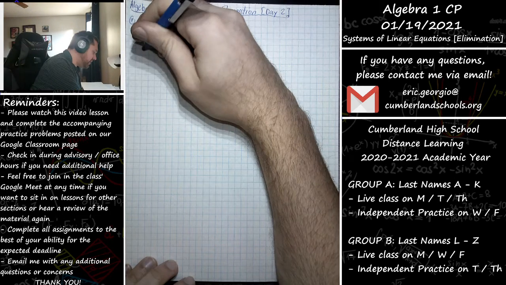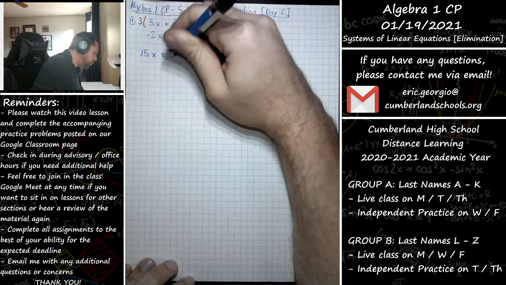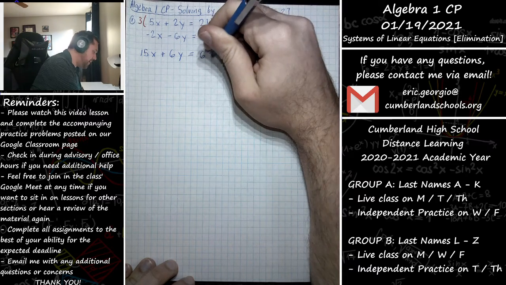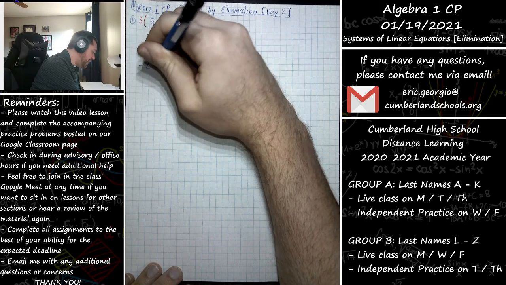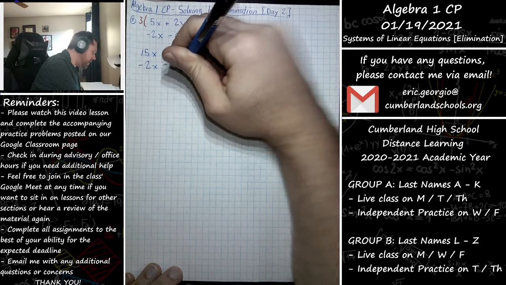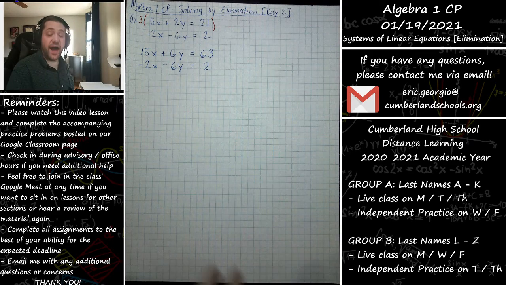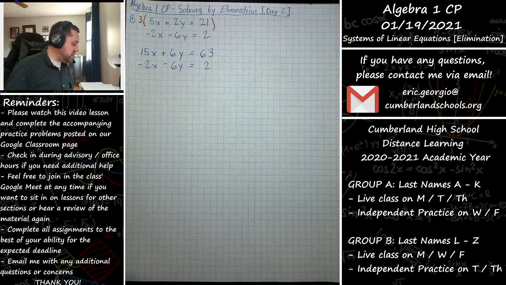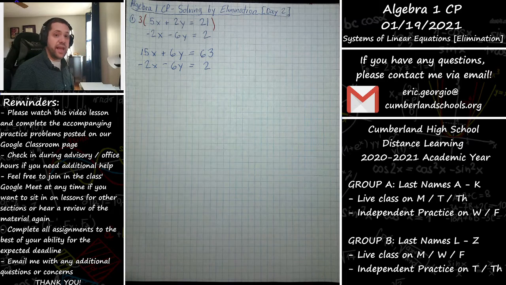That would give us here our new top equation. 3 times 5x is 15x. 3 times 2y is 6y, is equal to 3 times 21, which is 63. And then I'll leave my bottom equation the same: negative 2x minus 6y is equal to 2. Now that I've modified that equation, that allows me to use elimination to add these two equations together and eliminate my y variable such that I can solve for x.